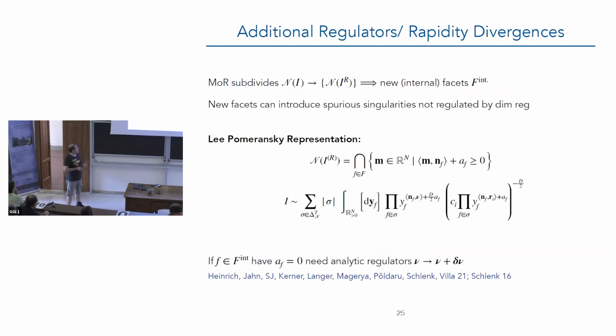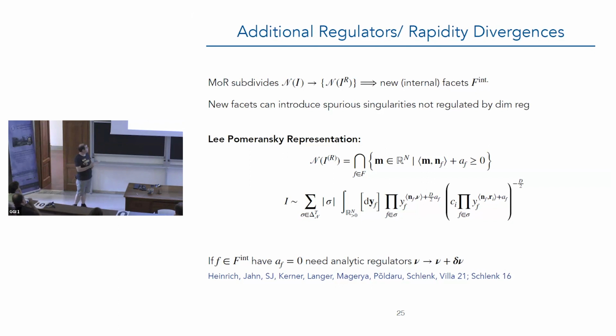Okay, there's a potential issue with this, and that is that the method of regions is subdividing the Newton polytope. So it can actually introduce new internal facets in the Newton polytope that were not previously there. And these new facets can introduce new spurious singularities that are not regulated by dimensional regularization. This makes sense. The sum of the regions needs to be regulated by dimensional regularization, but now we've introduced additional facets. There's no guarantee. And you can see this quite directly in the Lee-Pomeransky representation.